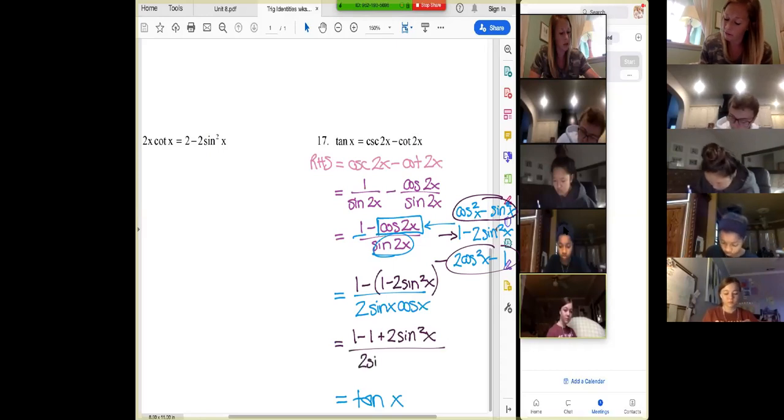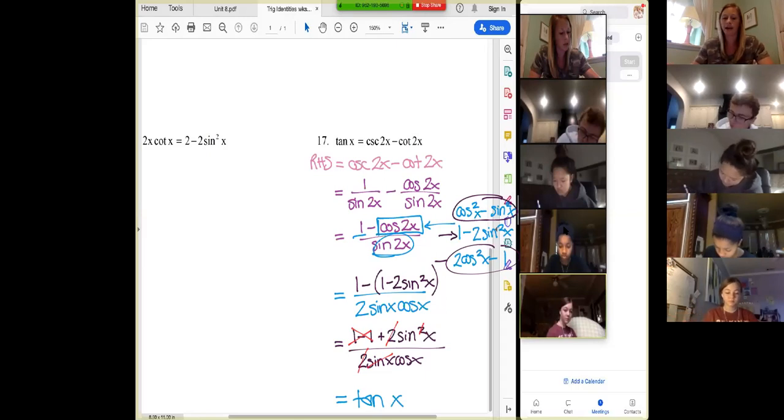Now, what real good thing is going to happen for us right now? What's going to happen to my ones? They subtract. They cancel out. Then what happens with my 2's? They cancel as well. And then what happens with one of my sines? It also cancels. So we're left with sine over cosine. As you get into this, this is a good place to talk about how much work you need to show. I would be fine with going directly from that step to tangent myself.